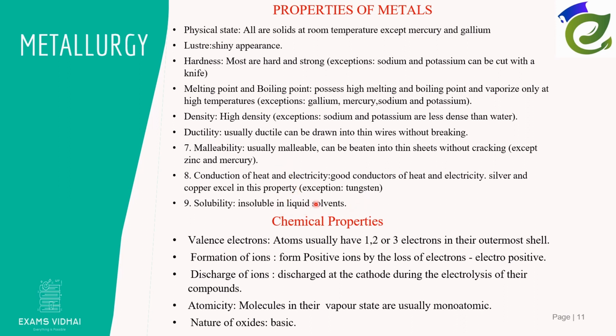Now we'll learn about chemical properties. Atoms usually have one, two or three electrons in their outermost shell. They form positive ions by losing electrons, and this property is known as electropositivity. They are discharged at the cathode during the electrolysis of their compounds. Atomicity: molecules in their vapor state are usually monoatomic. The nature of the oxides is basic.